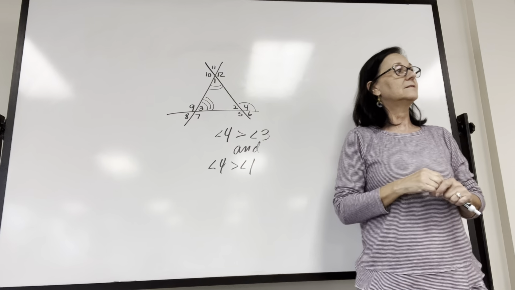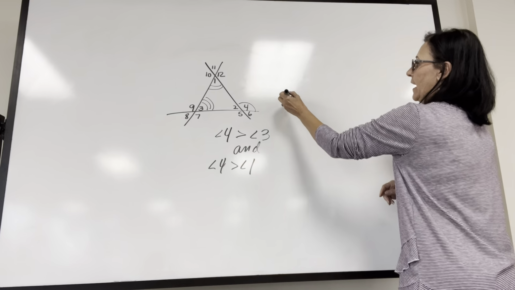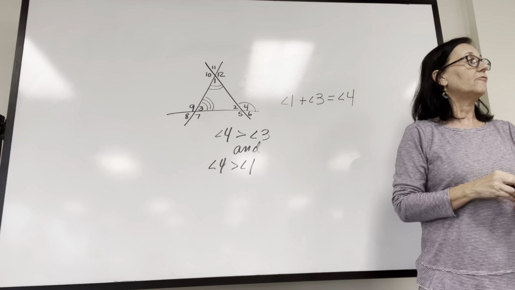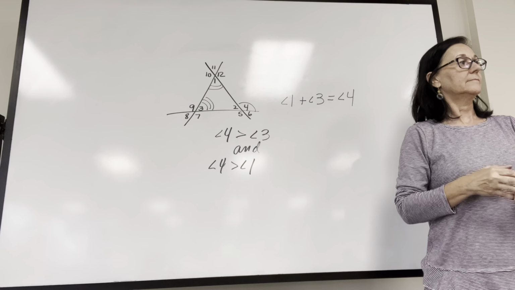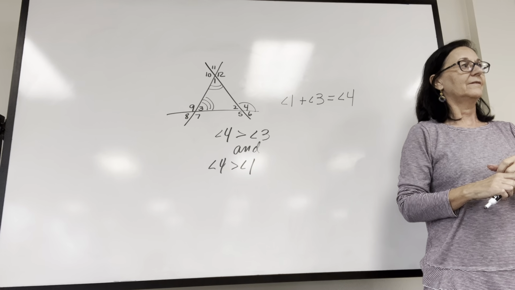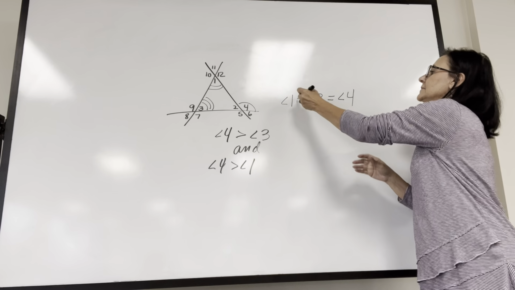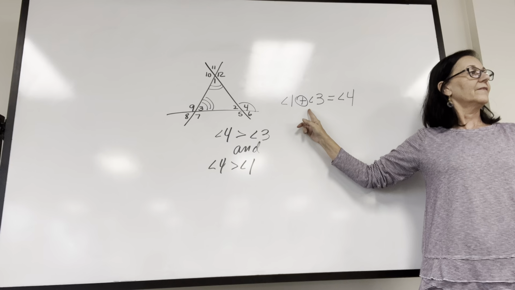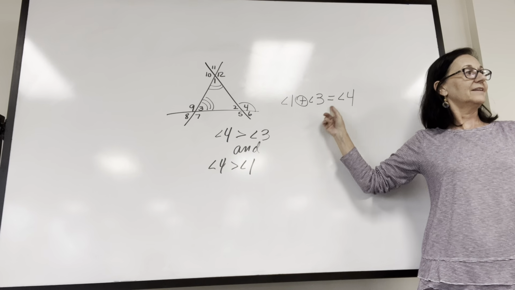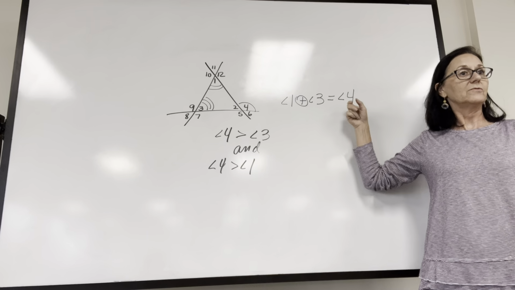Yes, Selby? Would 1 and 3 together be equal to 4? Yes, that is true. Angle 1 plus angle 3 is going to equal the value of angle 4. Why? Selby? I can't remember the exact words, but it's something like the remote angles equal the opposite. Let's use this word. The sum of the remote interior angles equals the opposite exterior angle. By definition, these are remote to this exterior angle.